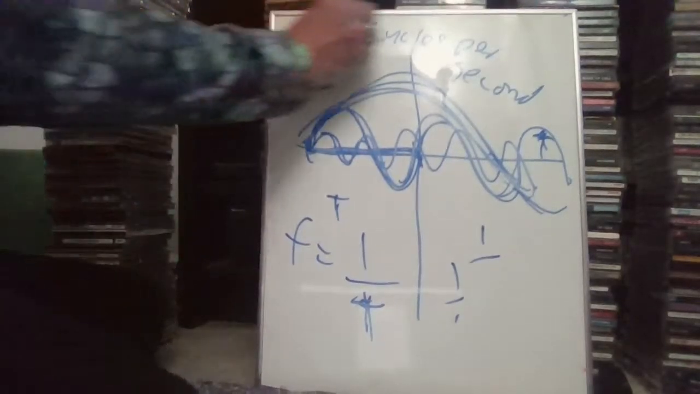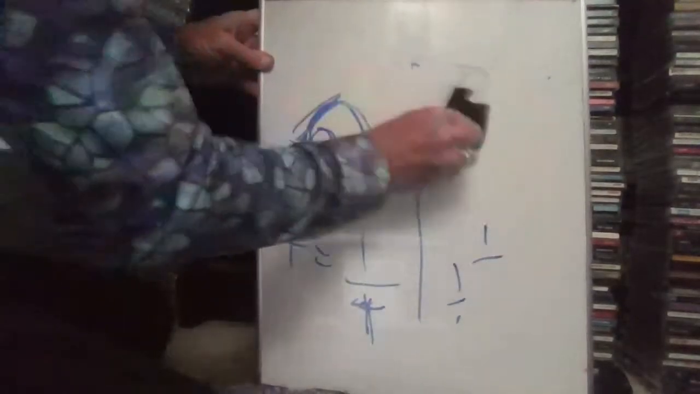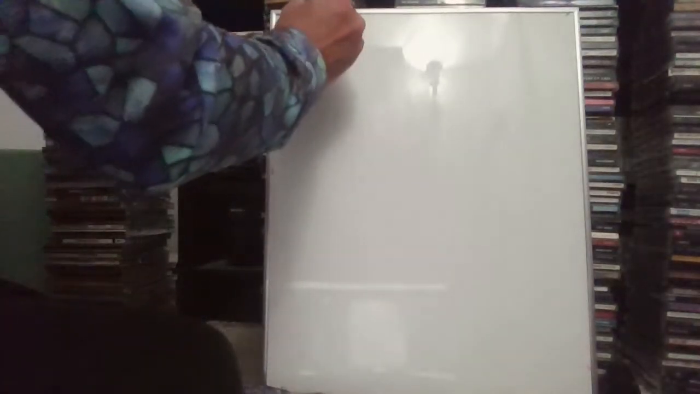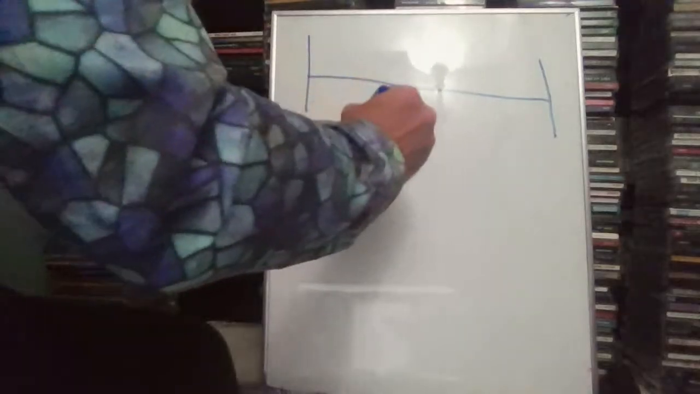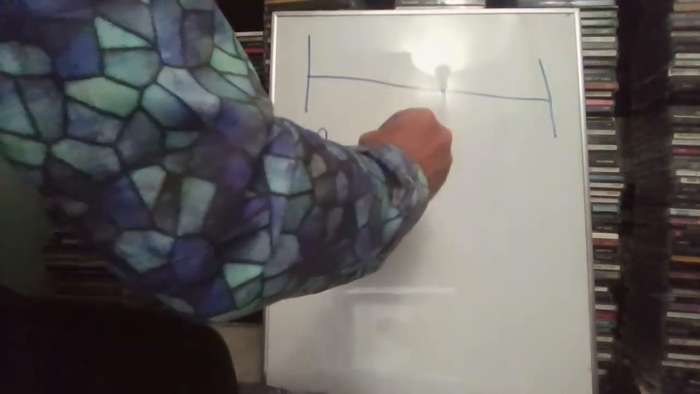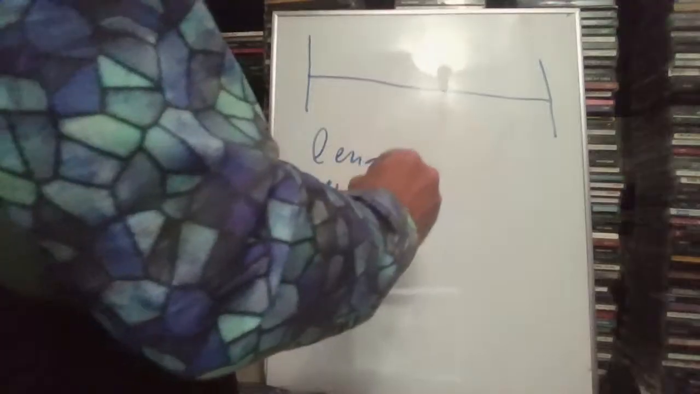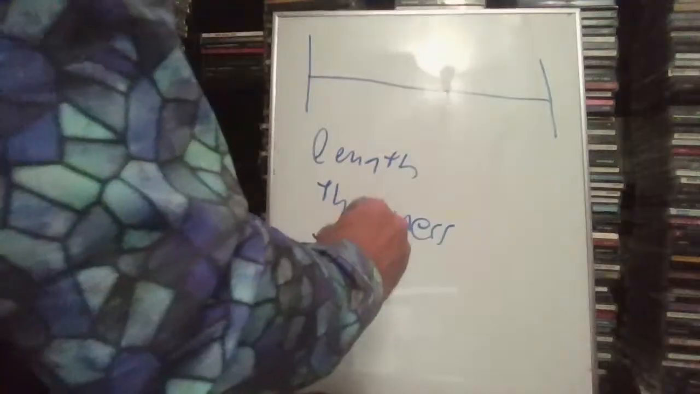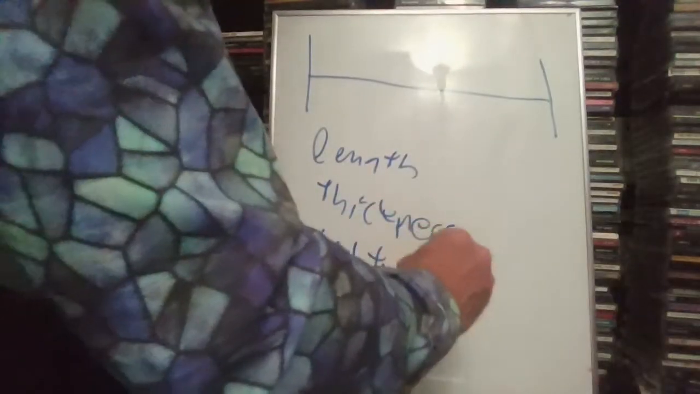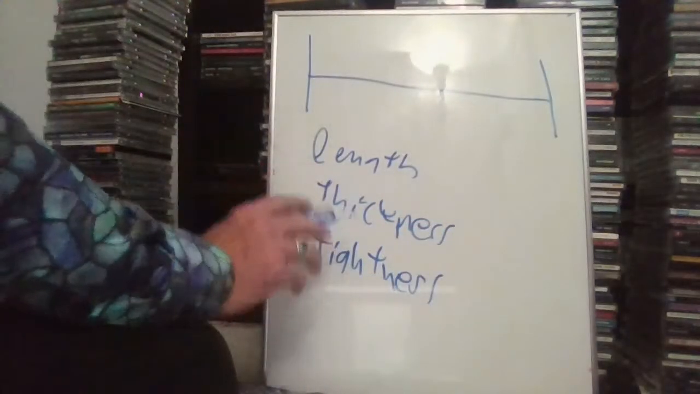So now what I'm going to do is look at literal vibrations. Like, let's say I have a string here. The string has a length, or whatever. Three things affect the pitch of a string: length, thickness, and tightness. How tight it is, how thick it is, how long it is.